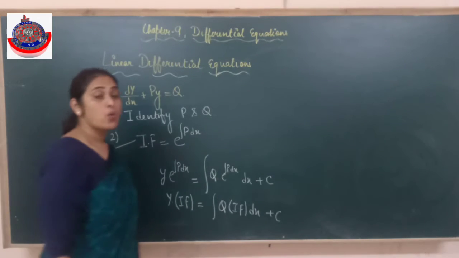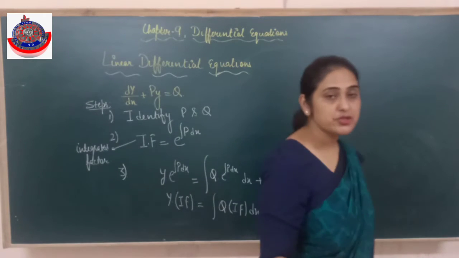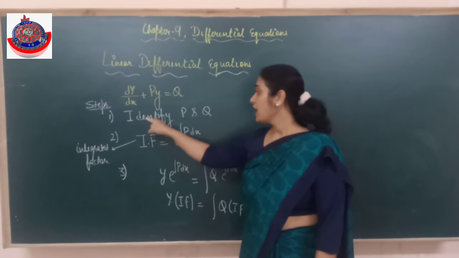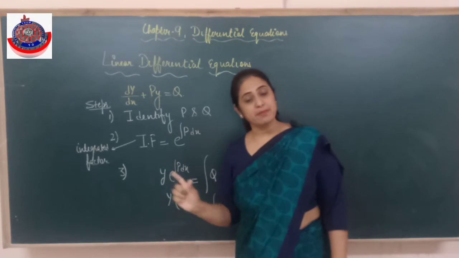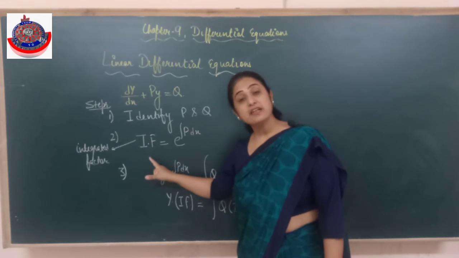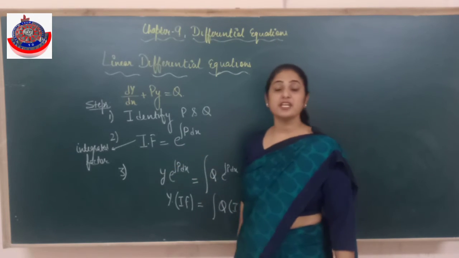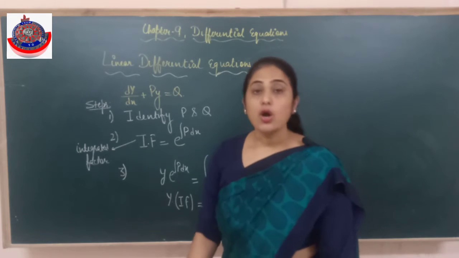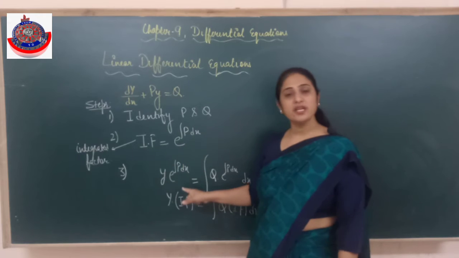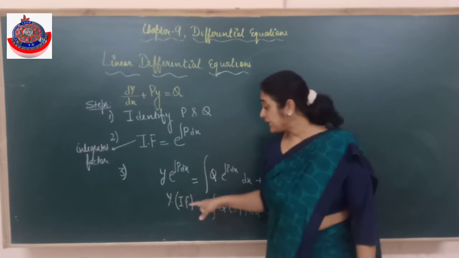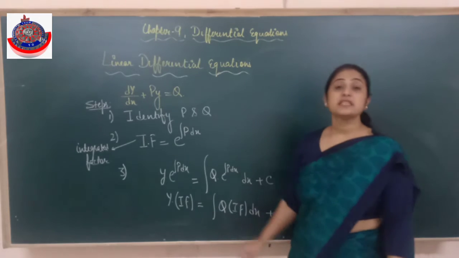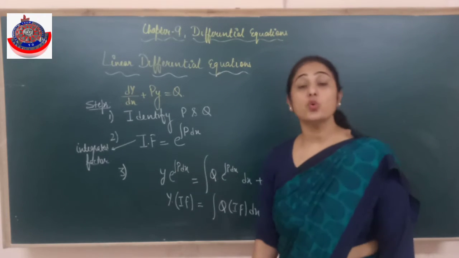Is it clear? What is the first step? First of all, the differential equation should be in the form of dy upon dx plus py equals q. Identify p and q, write them separately. What is p, what is q? After that, you have to find the integrating factor, that is e raised to the power integration of p dx. Then the third step, the final step: y into the integrating factor equals the integration of q into the integrating factor plus c. I have to integrate this part and then the question will be over.